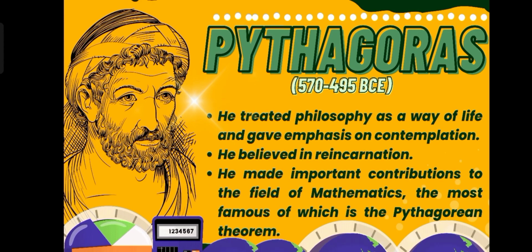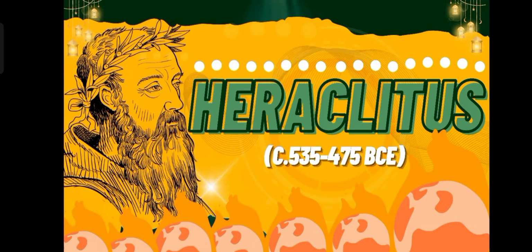Now, aside from Pythagoras and Thales, we also have Heraclitus. Do you have any idea about this person? Are you aware of these principles? If not, just sit back, relax, and stay tuned for the further details of this lesson. And now, let's welcome Heraclitus. Heraclitus existed from 535 to 475 BCE.